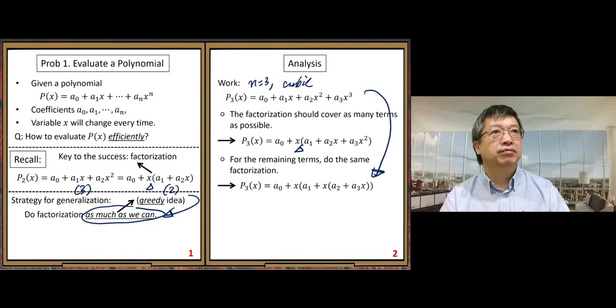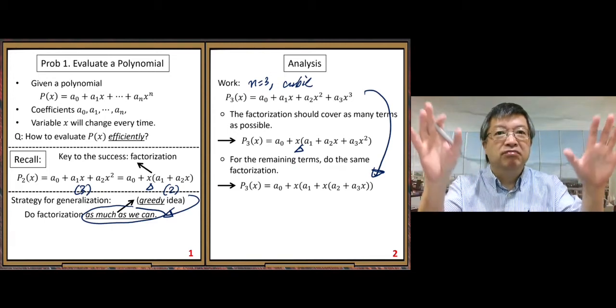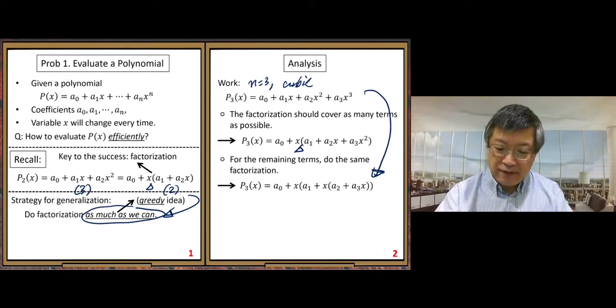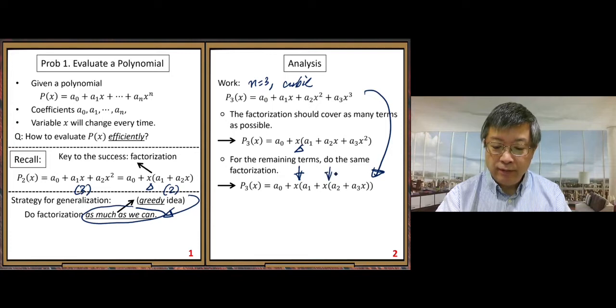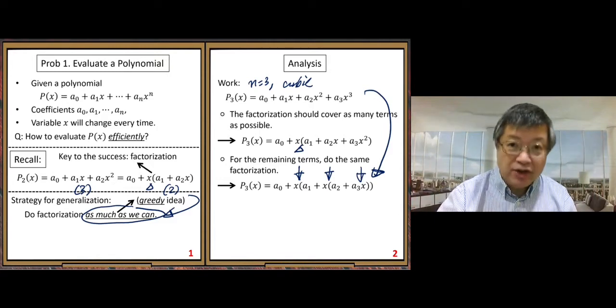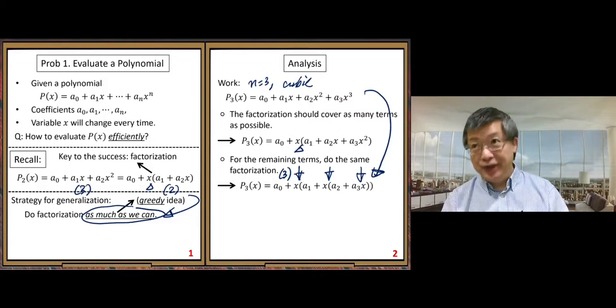Now let's count the number of multiplications we have here. Look at the first one, 1. Second one, 2. The third one, the last one, 3. So you can see at this point we get 3 multiplications. How about that? Is that good?